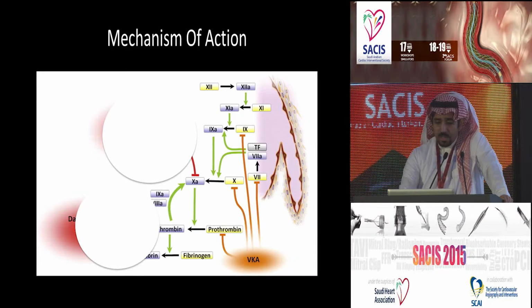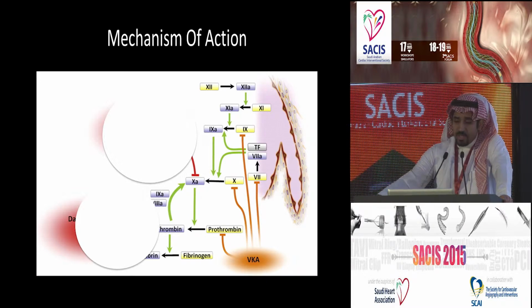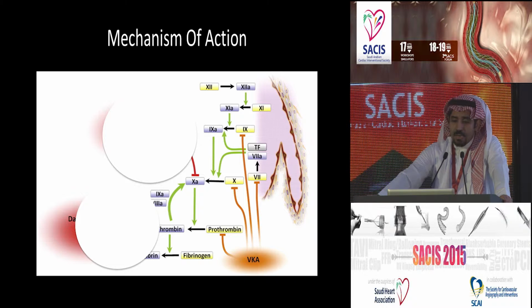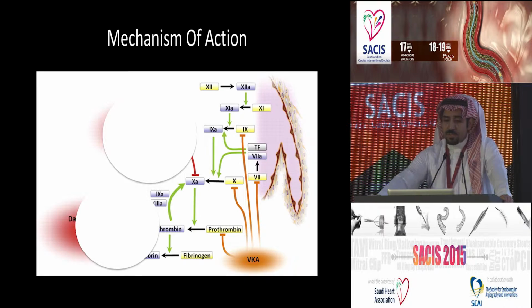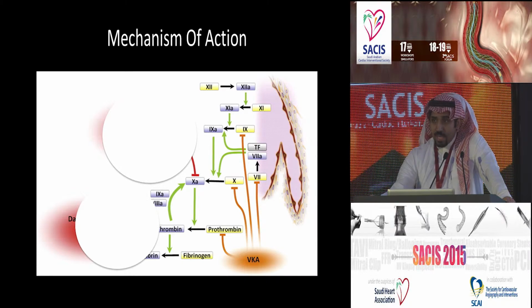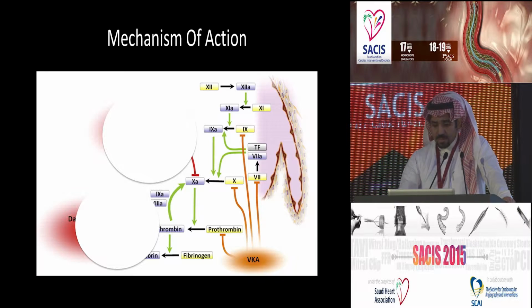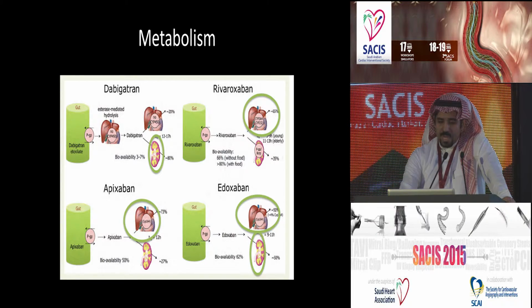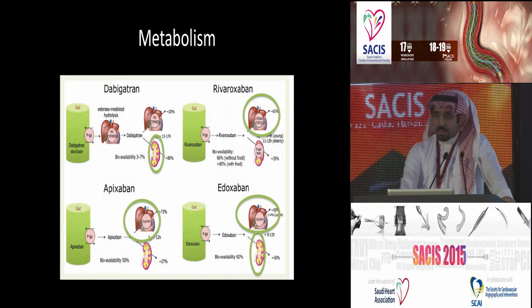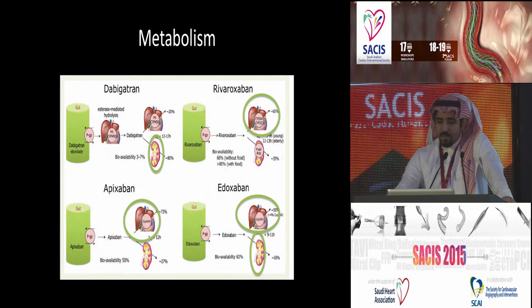So how do they act? Dabigatran is a modification of ximelagatran, which was introduced, I think, in 2003 to 2005, but it fell out of favor because of a high risk of liver toxicity. It works as a direct thrombin inhibitor. The newer ones, including rivaroxaban, apixaban, and edoxaban, work as direct factor Xa inhibitors. The metabolism varies and differs. Dabigatran is more of a renally excreted medication. Rivaroxaban and apixaban are basically liver excreted, and edoxaban is excreted by both.